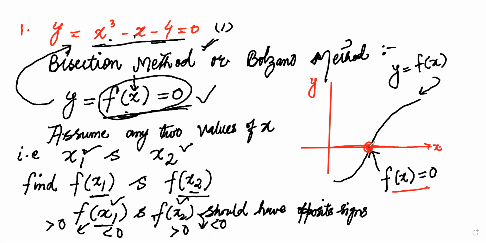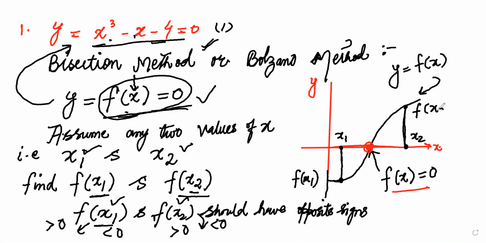In order to reach this root, I am selecting two points. I select one point on the x-axis and call it x1, and another point on the x-axis and call it x2. Then I find the value of the function at x equal to x1. Let me extend this line. The value of the function at x1 is f of x1, and at x equal to x2 the value of the function is this much. This is what I call f of x2.